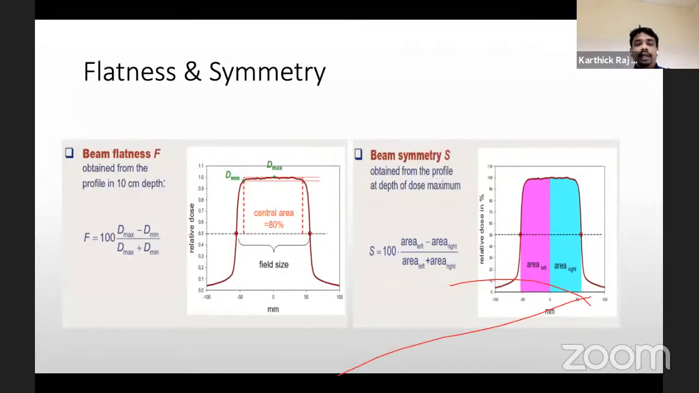The data you feed into the treatment planning system should match what you get. So you take the treatment planning system data as a baseline and, on a quarterly or half-yearly basis, you do flatness and symmetry for a particular field, say 10 by 10, 20 by 20, and cross-check with your baseline, whether it is appropriate. If there is a difference of more than 1%, then you have to tune your beam data, or you have to do the entire beam model again.